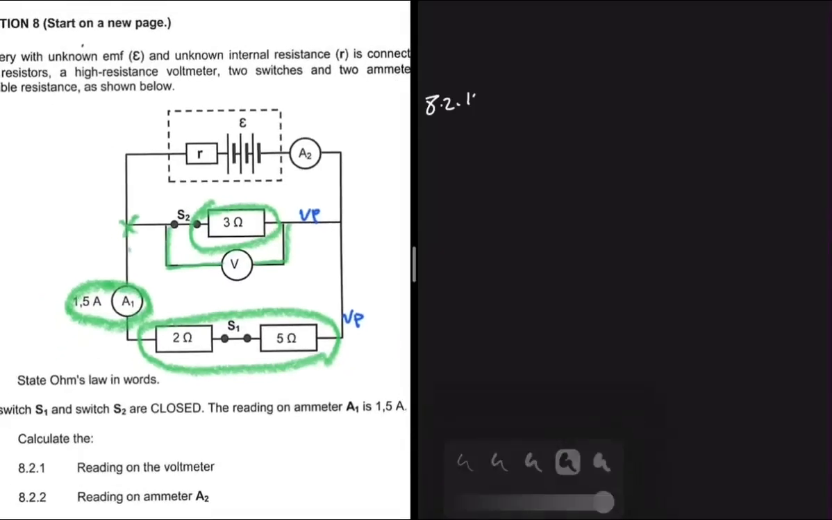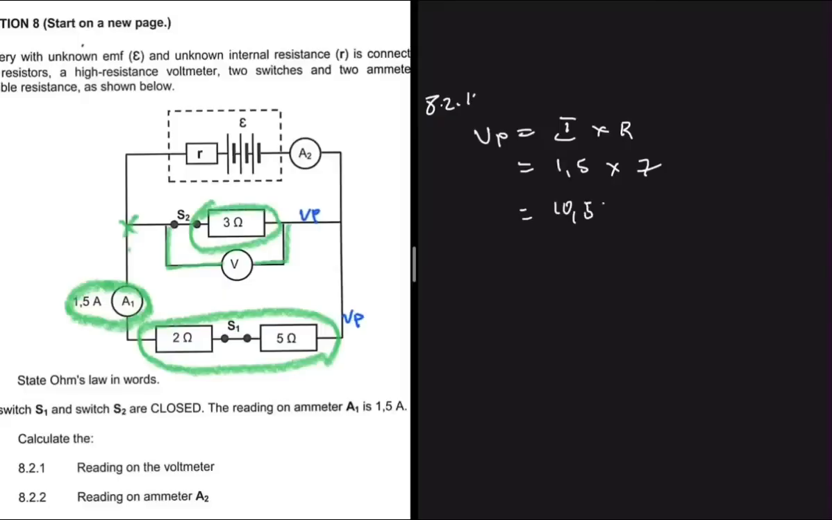So what are we saying? We're saying that we can have VP is equals to I multiplied by R. So VP will be equals to 1.5 multiplied by 7, right? Pretty much straightforward, no complications whatsoever. And then if you put that in a calculator, you should get 10.5. So the answer here for 8.2.1, we have 10.5 volts. That will be the reading on the voltmeter.